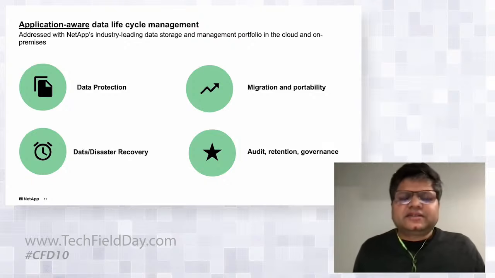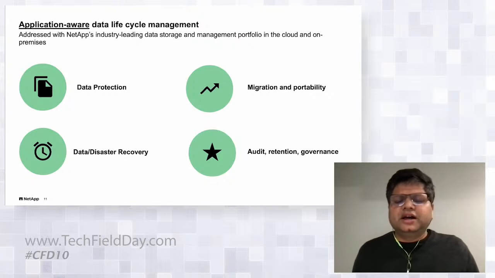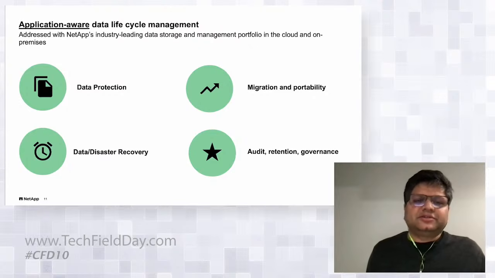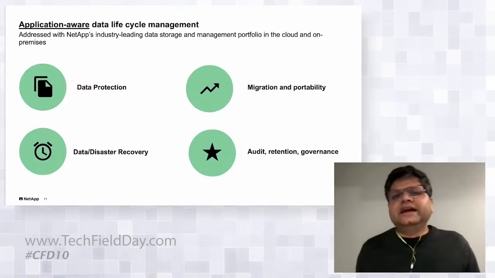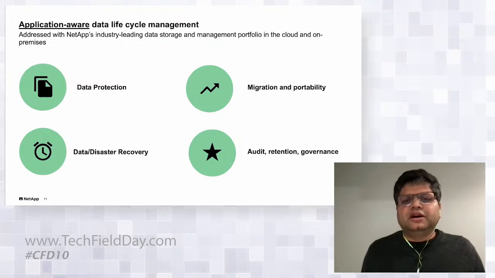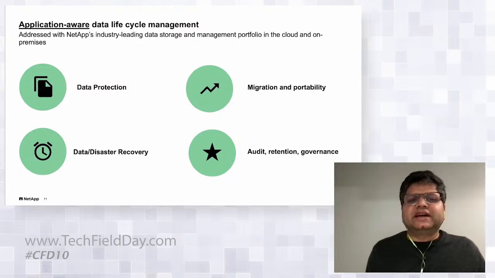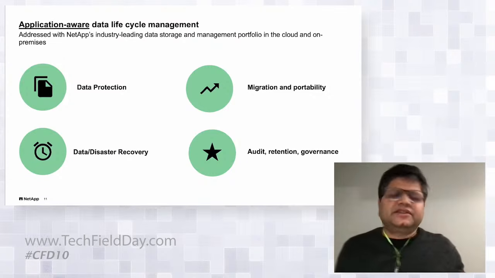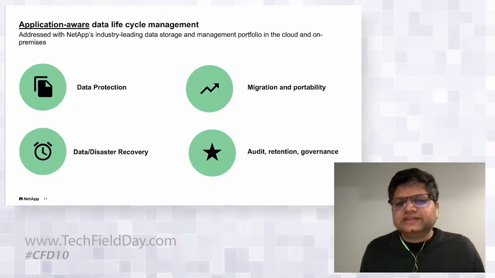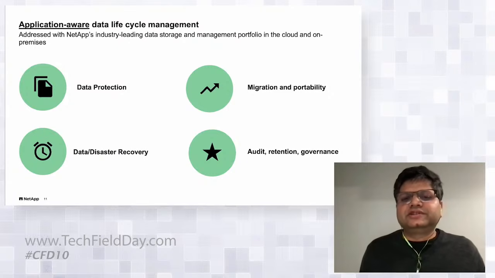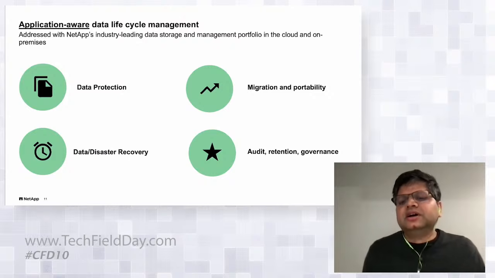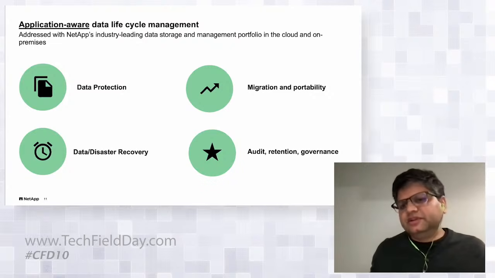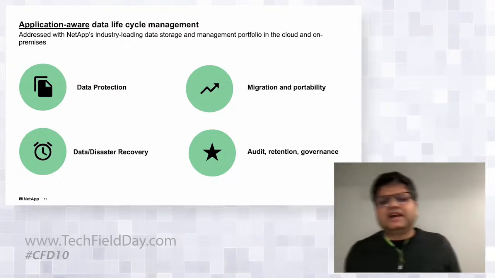The use cases that Astra is catering to right now are the things that we talked about: data protection, disaster recovery, migration and portability, audit, retention, and governance that enterprises need to run their business-critical apps on Kubernetes. And how we're doing it with Astra, the big clincher, is that we are using NetApp's proven storage and data management portfolio, both in cloud and on premises, to make it happen. So it's really the best of NetApp coming to Kubernetes for solving its data management issues.